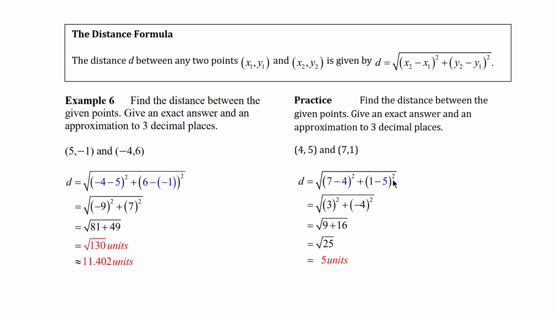Next, we simplify all the terms inside the parentheses. 7 minus 4 is 3, 1 minus 5 is negative 4. We get the square root of 3 squared plus (-4) squared.